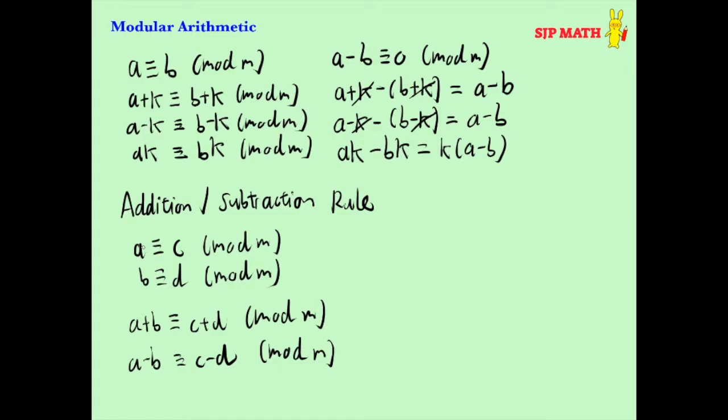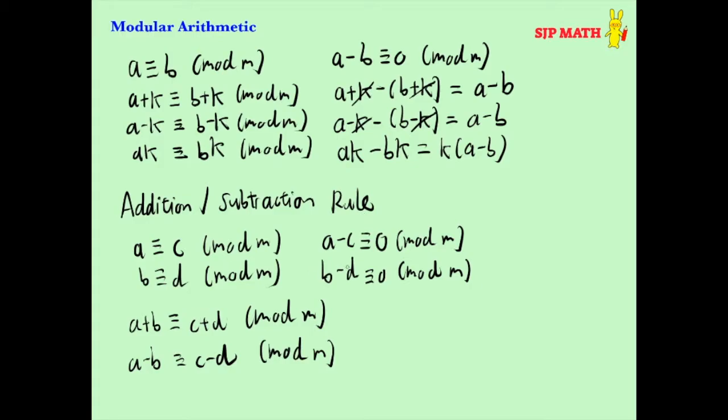If a is congruent to c mod m, then we know that a minus c is a multiple of m. So a minus c is congruent to 0 mod m. And similarly, b minus d will also be a multiple of m, so it's congruent to 0 mod m. So let's first look at the sum.